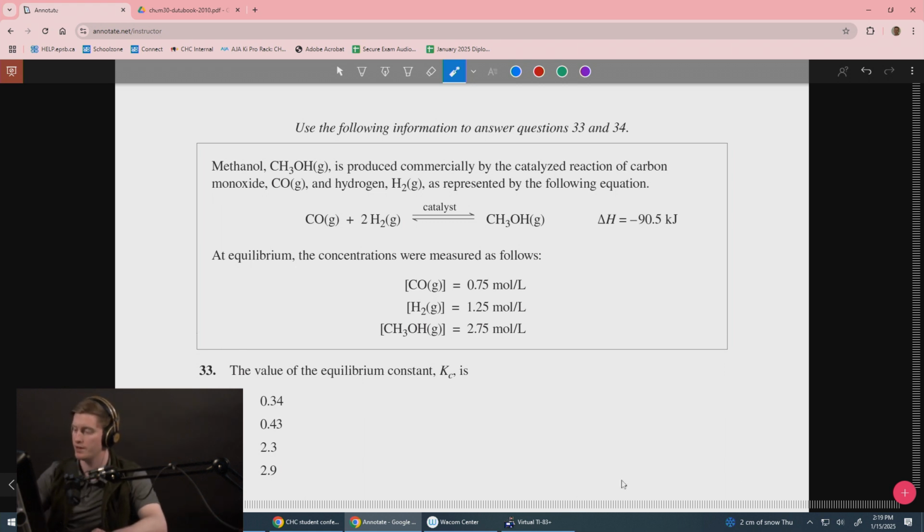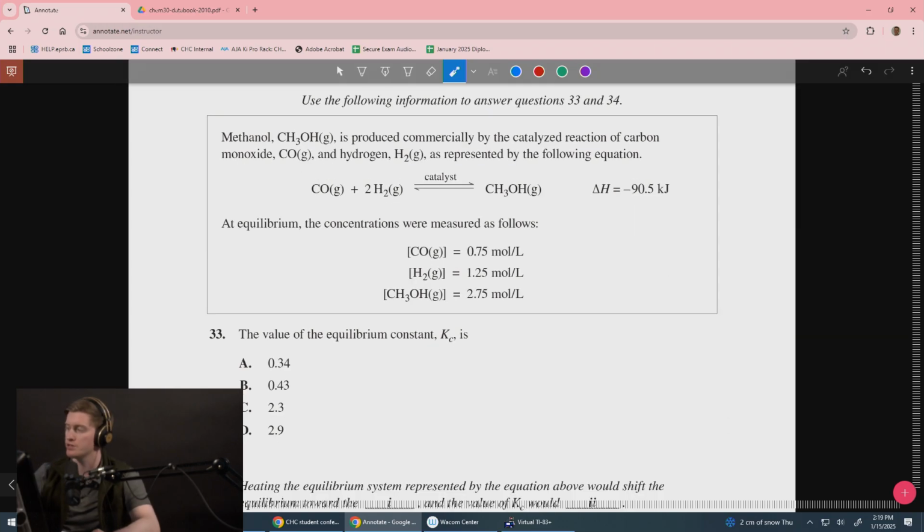All right, now we're looking at question 33. Use the following information to answer questions 33 and 34. Methanol is produced commercially by the catalyzed reaction of carbon monoxide and hydrogen, as represented by the following equation: carbon monoxide plus 2 moles of hydrogen gas with a catalyst becomes methanol.